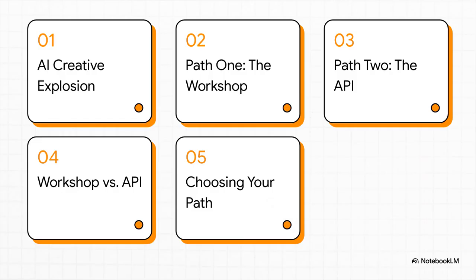So, how do we make sense of it all? Well, it turns out there isn't just one answer. There are really two main paths you can take. We're going to start by looking at this creative explosion itself. Then we'll explore Path 1, which we're calling the workshop, and Path 2, the API. After we put them head-to-head, we'll help you figure out which one is the right route for you.